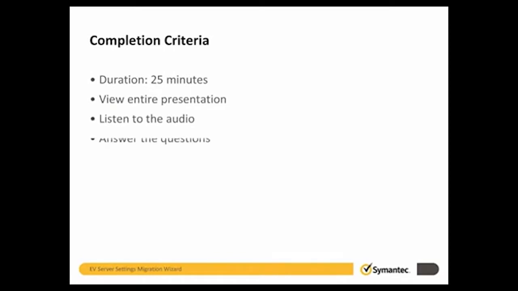The completion criteria for this course are as follows. The duration of the course is 25 minutes. You can stop at any time and resume the course at any time, even if you've closed the window. In order to complete the training, you must view all slides, listen to the audio, and answer the questions correctly, as well as complete the final survey at the end of the training.